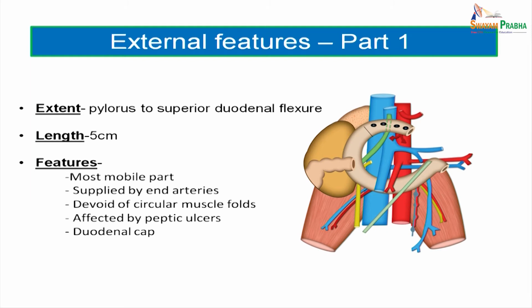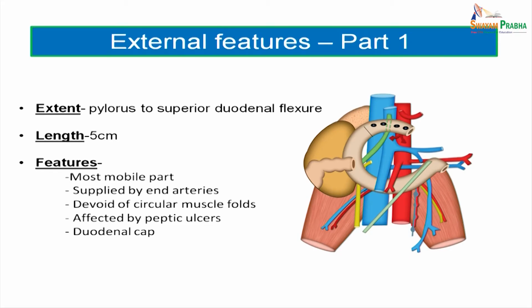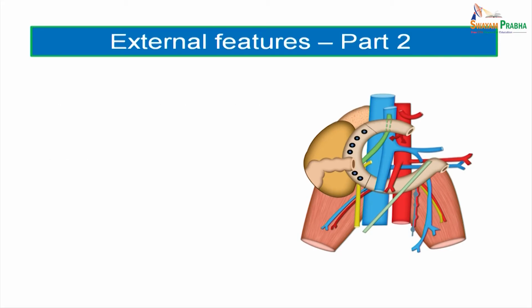So, this was about the first part of the duodenum. It extends from the pylorus to the superior duodenal flexure and measures about 5 centimeters. It is supplied by end arteries, it is devoid of circular muscle folds, and it is the most mobile part of the duodenum. So, this was about the first part. Next, let us move on to the second part.